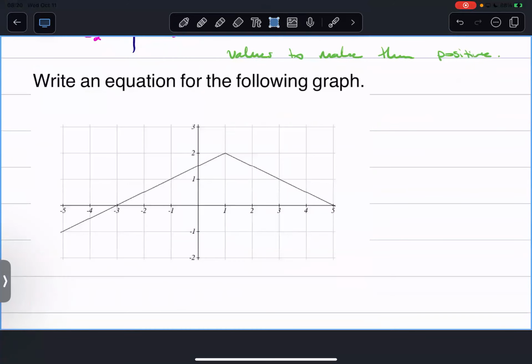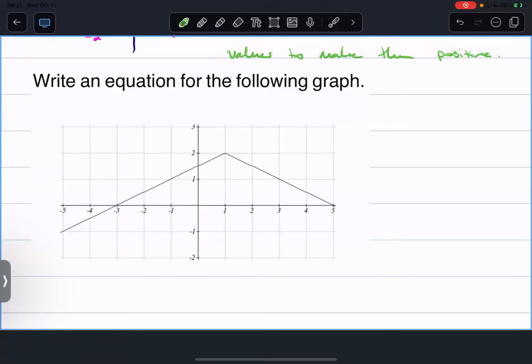You have to write an equation for this graph. Knowing that it's an absolute value function is really going to be helpful, right? Recognizing that, hey, I know this shape. This looks like an absolute value function. Let's start there. And then we manipulate that absolute value function. So, right, that's one of the toolkit functions to know and recognize. All right. How are we going to do this?